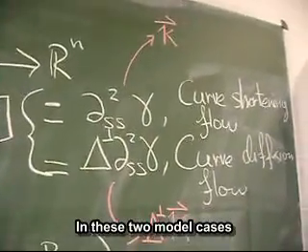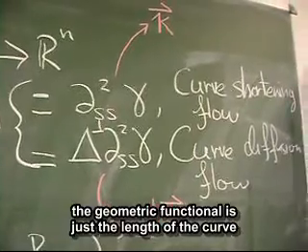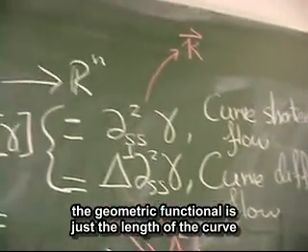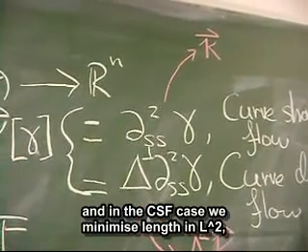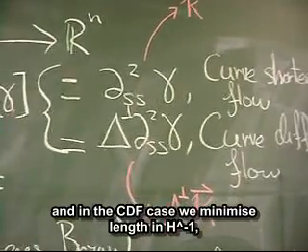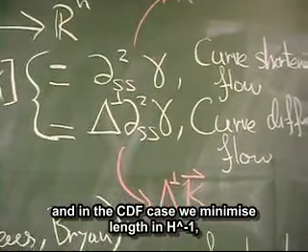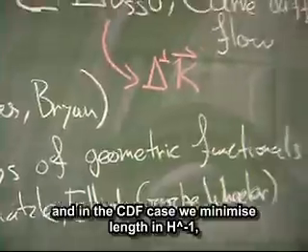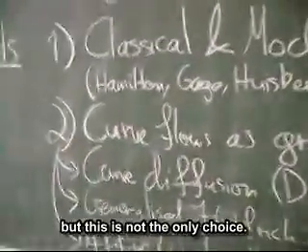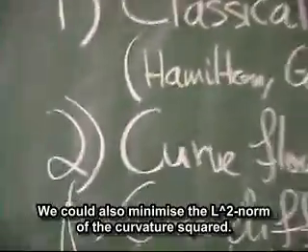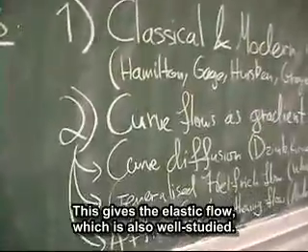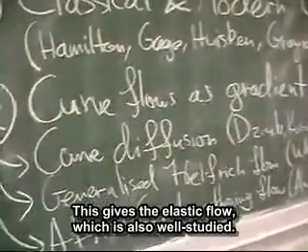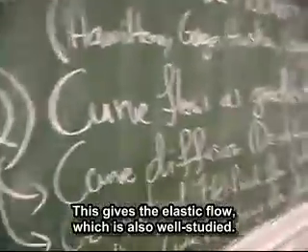So in these two model cases, the geometric functional is just the length of the curve. And in the one case we minimize the length in L2, and in the second case we minimize the length in H minus 1. But this is not the only choice. We could also minimize the L2 norm of the curvature squared. This gives the elastic flow, which has also been very well studied.